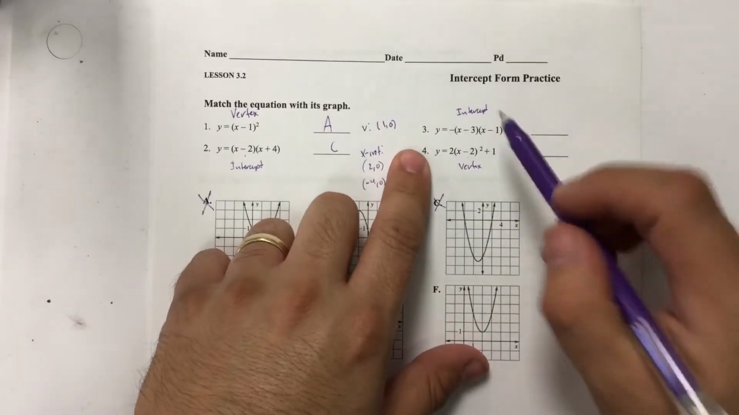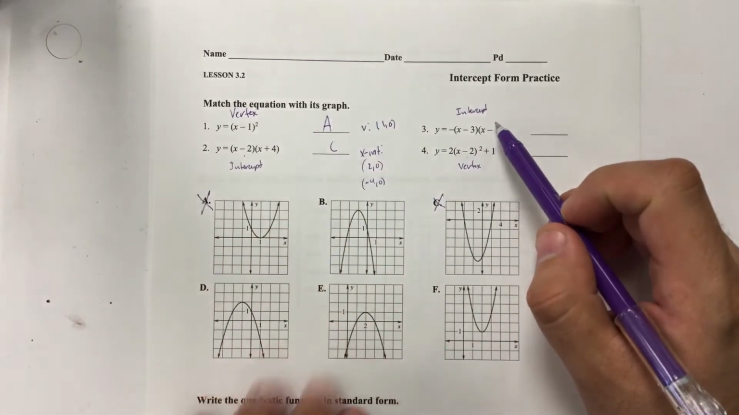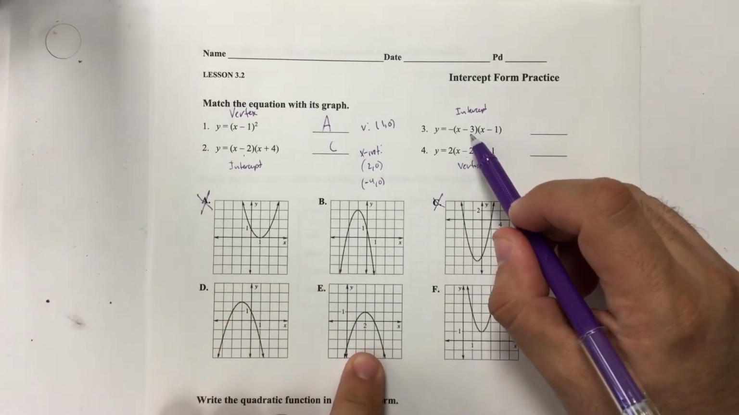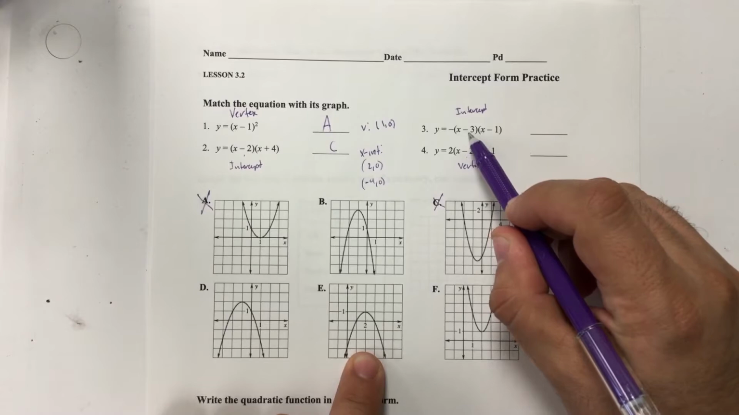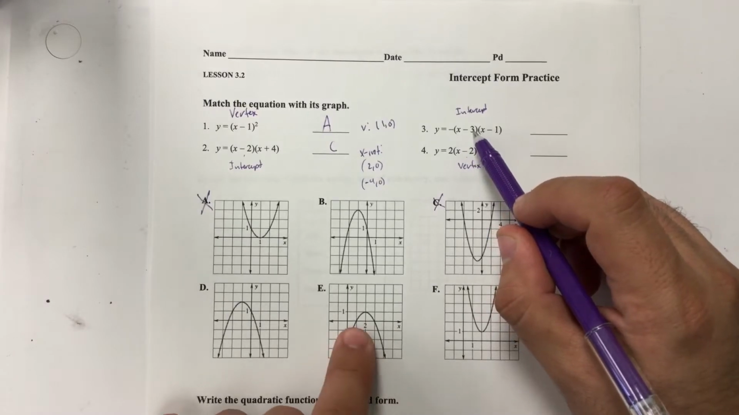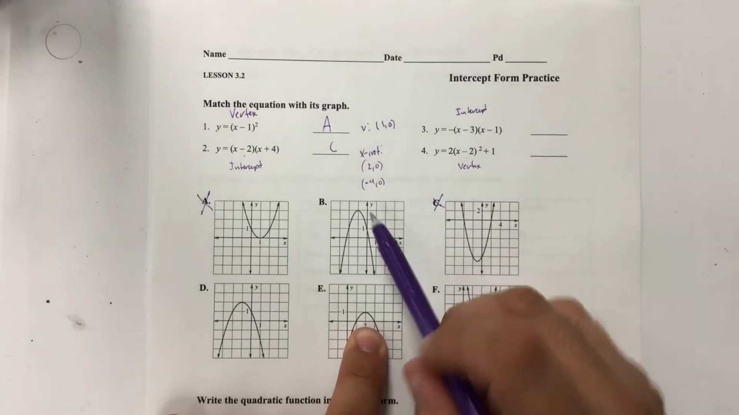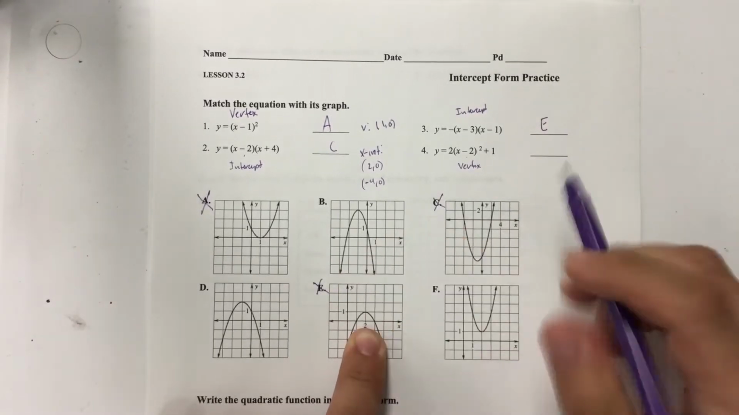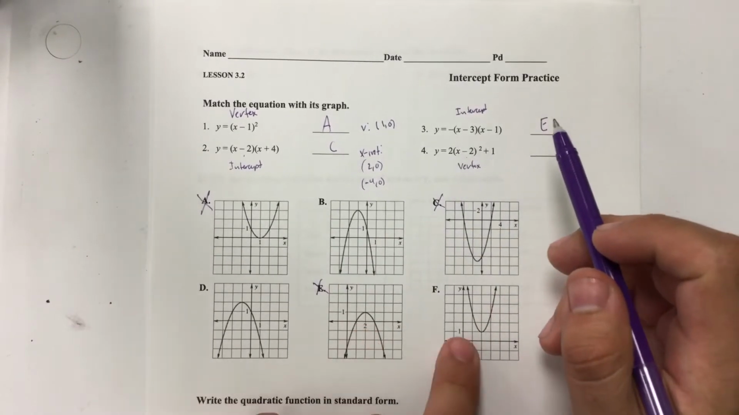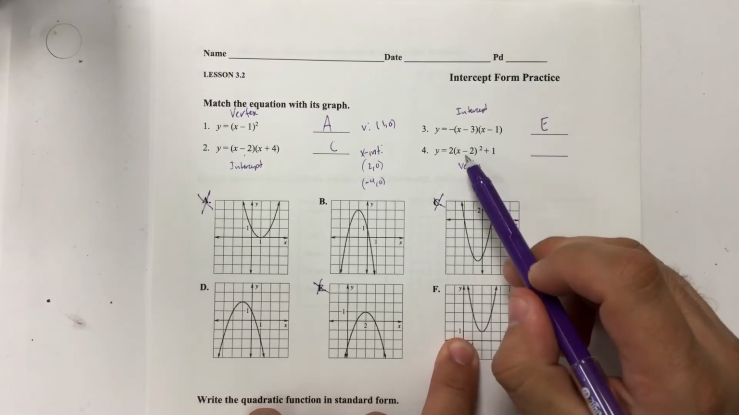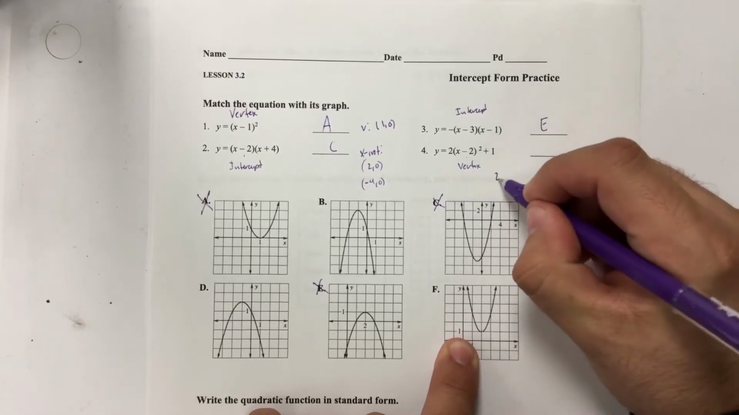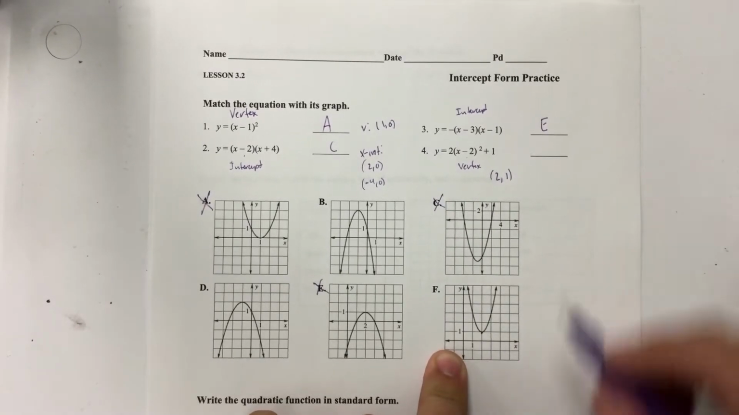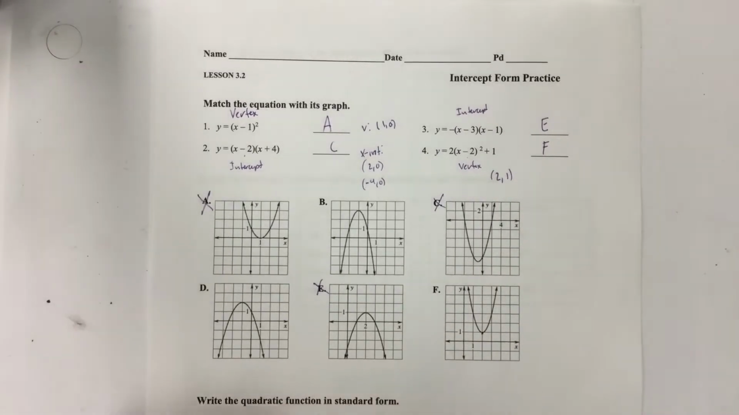For number 3, once again, it's intercept form, and it's facing down. So I have choices B, D, and E to look at. Here I'm not going to write down my intercepts, but the opposite of this would be 3, so 3, 0. This has 1. This has 3. This does not have 3, this does not have 3, so my answer choice is going to be E. And then last, this one is facing up, and the only one facing up is this here, but if you look at the vertex, the opposite of that is 2, positive 1, so if you were to go right 2, up 1, you would see it hits the vertex right there, and the answer is F.